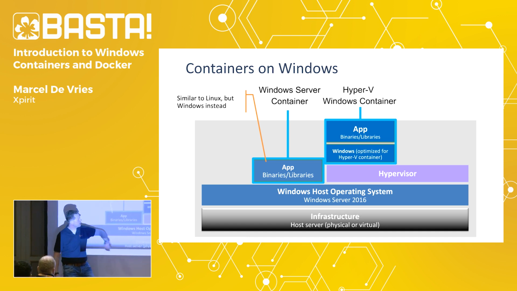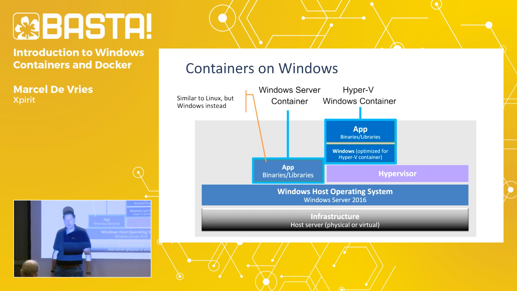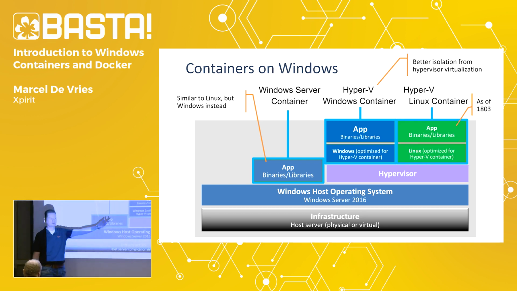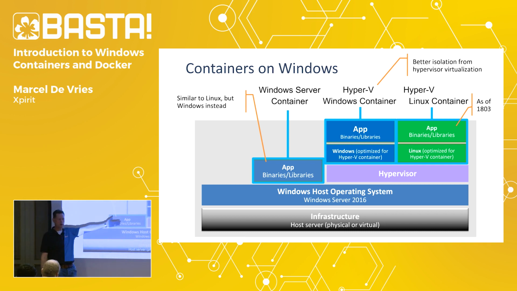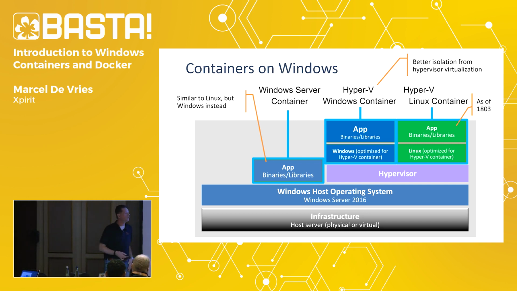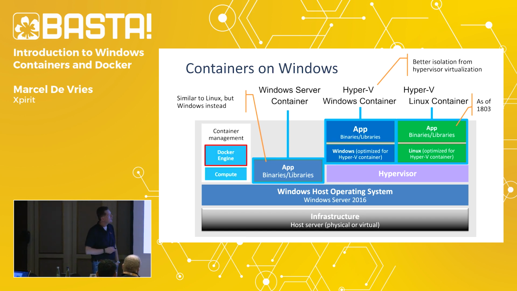Now, if you're booting into this little tiny OS, why not just boot into a little tiny Linux OS? And this is where the Windows platform provides you with the option to not run only Windows containers, but also Linux containers. You can run both on the operating system. Now, that capability came in as of version 1803. So we're now at 1909, so it should work pretty well on the various machines that you have.